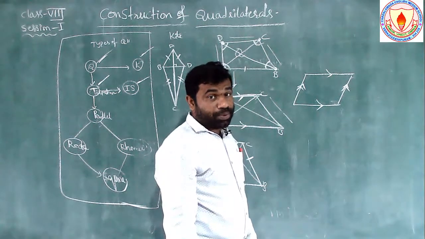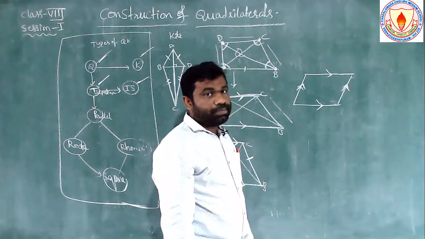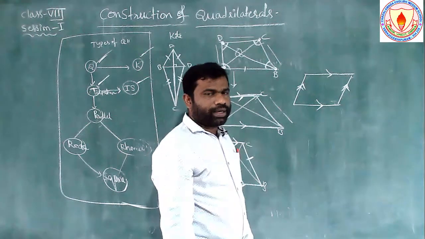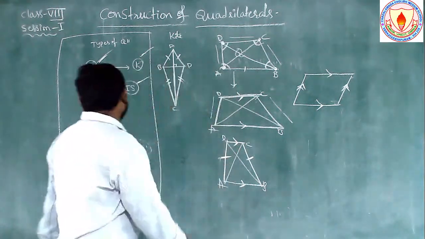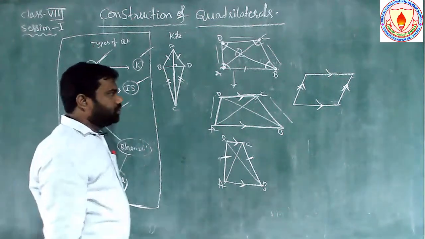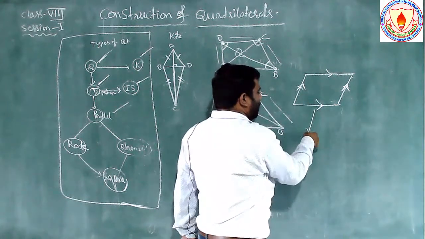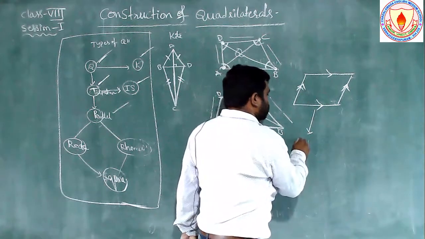Then the trapezium is said to be a parallelogram. Okay? Next, parallelogram completed. Next, rectangle. From the parallelogram, one of the interior angles is equal to 90 degrees.